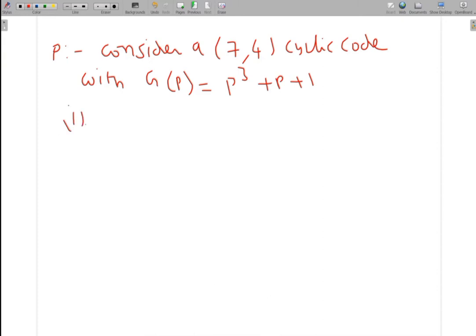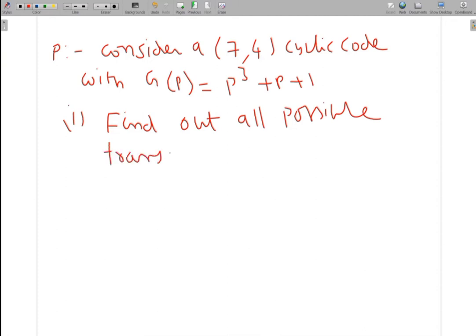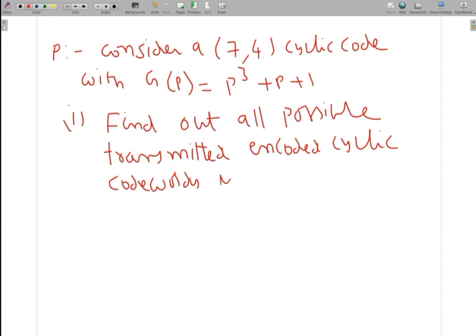First one: find out all possible transmitted encoded cyclic code words in non-systematic form.